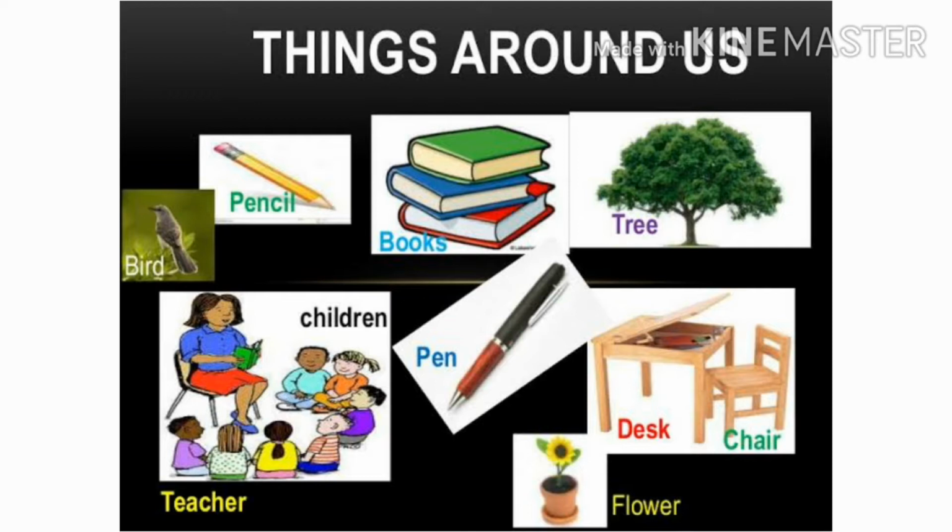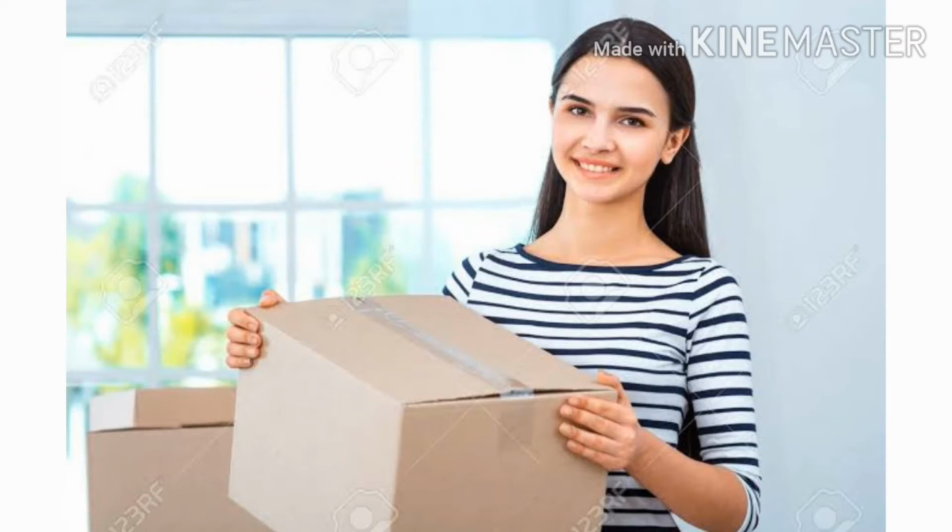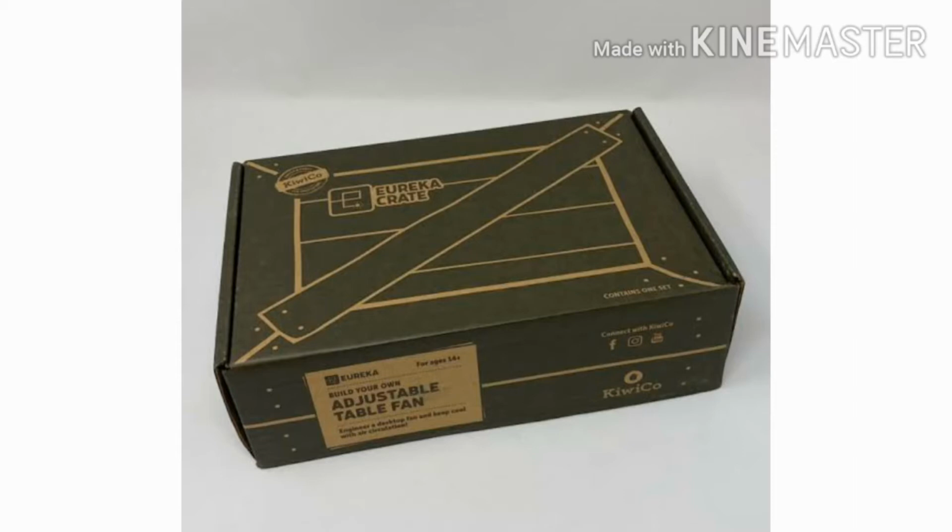For example, hold your box or any other thing in your hand. You can feel the weight of the box, right? Now place it on a table. So now you can find your box occupies some space on the table, right? This is because all things have weight and occupy space. Anything that has weight and occupies space is called matter.